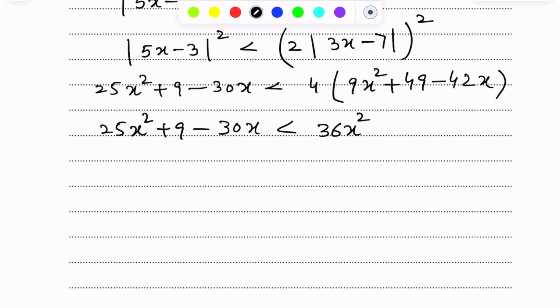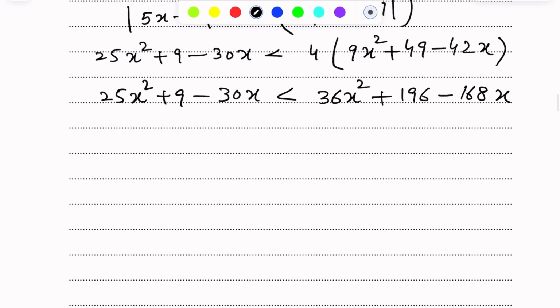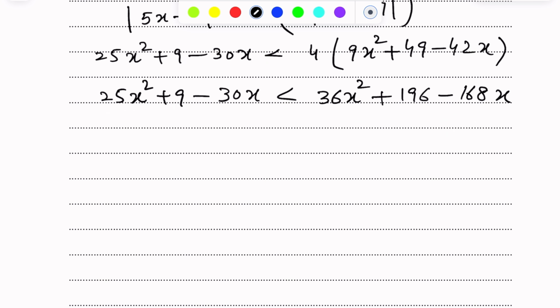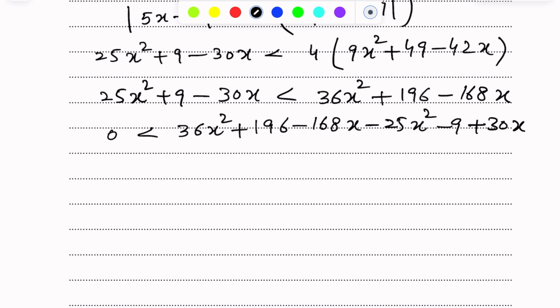36x² + 196 - 168x. Shifting these three terms from the left hand side to the right hand side, we get 0 is less than 36x² + 196 - 168x - 25x² - 9 + 30x.